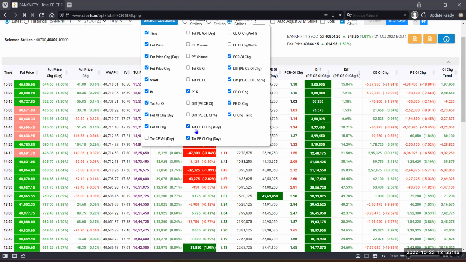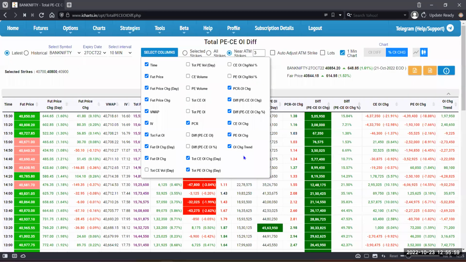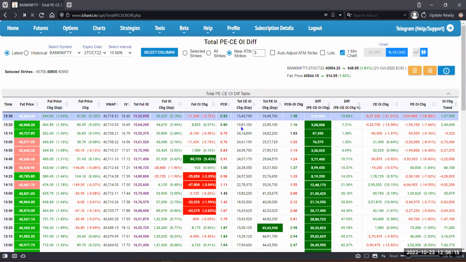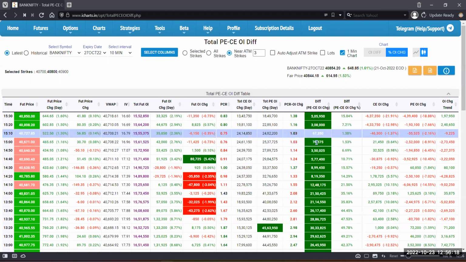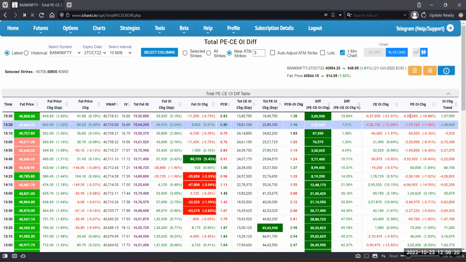OI change based columns: these are total call OI change and total put OI change. These OI changes are for the whole day, starting in the morning. And these call OI change and put OI change columns over here are time slot based columns. So every 10 minutes, what is the OI change on the call side and put side? These columns give you that, whereas these are for the whole day. For the whole day, this is the OI change, and for the last 10 minutes, this is the OI change. That is what this tells you.